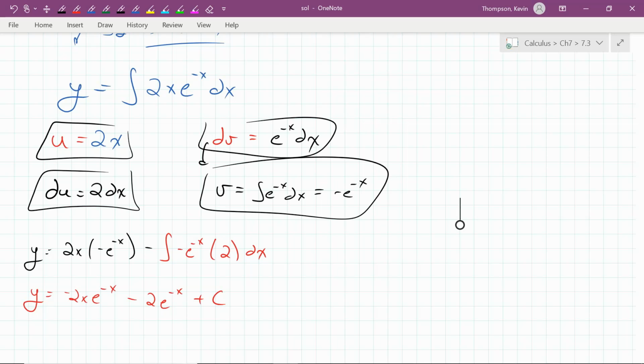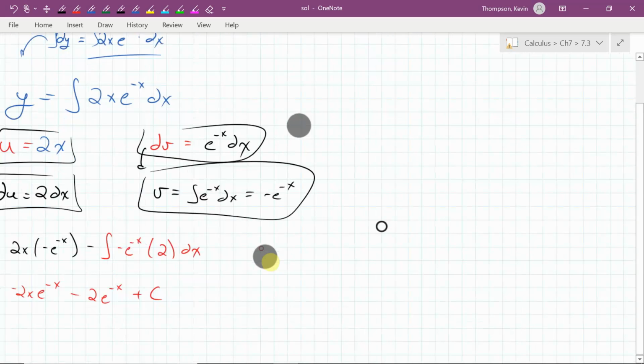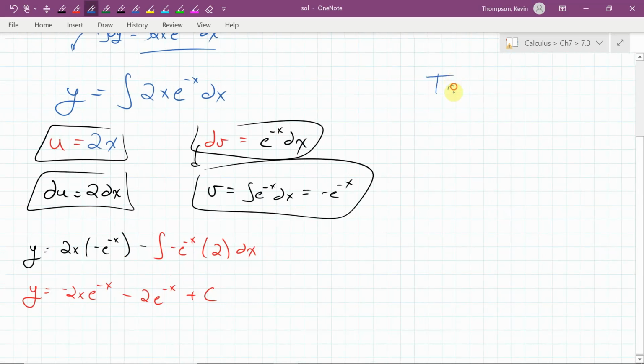So let me show you the same problem using something called the tabular method. The tabular method isn't really a new way to do it. It's actually just an organization, but it makes it super simple. Now, it only works if u is the polynomial. If that's not the case, don't use this method, because you won't ever feel like you could get an answer. It'll just look like it goes on forever.